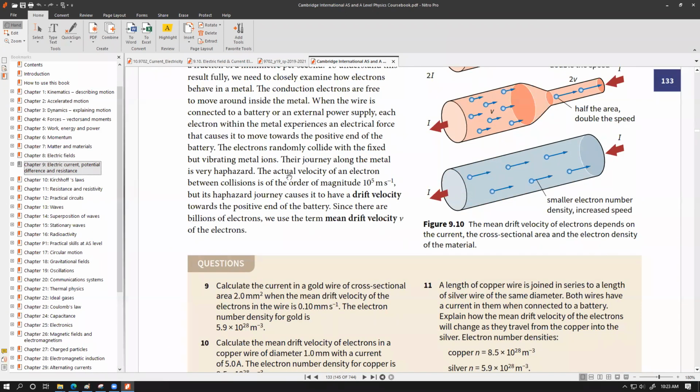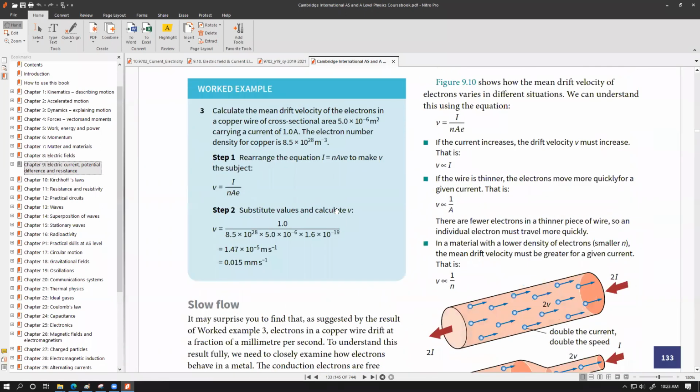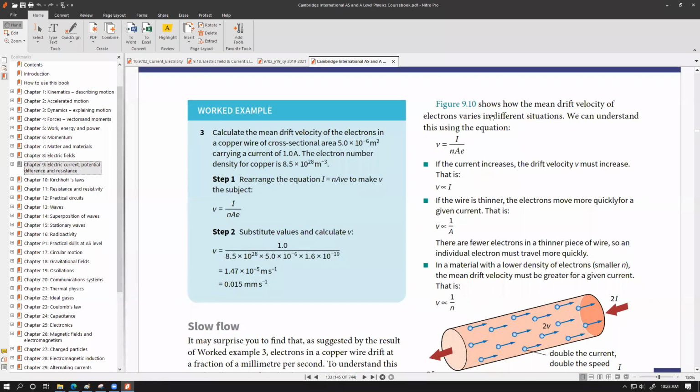The journey along the metal is very haphazard. The actual velocity of an electron is this much, but its haphazard journey causes it to have a drift velocity towards the positive end of the battery. Since there are billions of electrons, we use the term mean drift velocity, v. So they basically explain what I just told you earlier. This is a good description. It makes good sense. Figure 9.10 shows how the mean drift velocity of electrons varies in different situations.